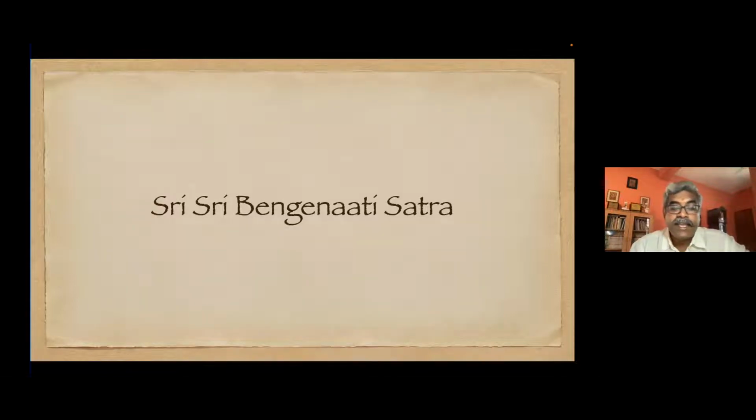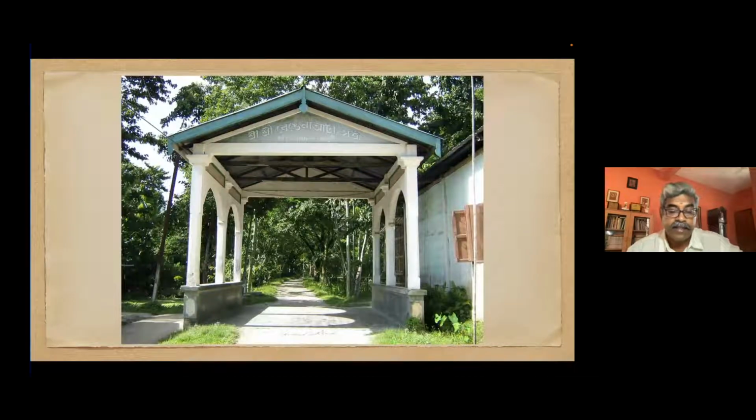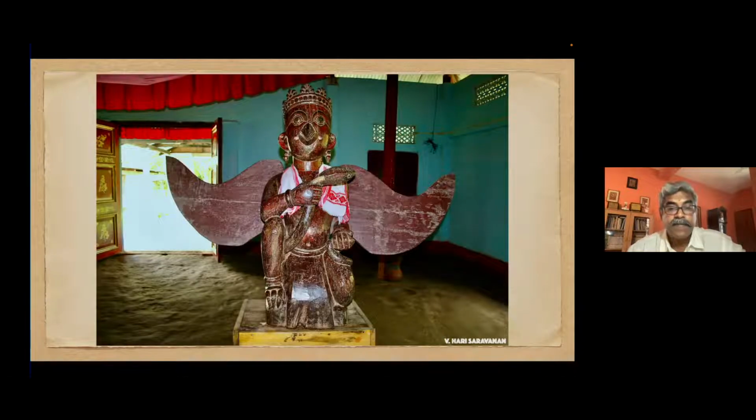Now, the next Satra we see is Sri Bhanganathi Satra. I told you three types of Satras are there. The Bhanganathi Satra is a Satra where you can find the Grihastha monks who live in the Satra with their family members. And this was a Satra founded by Srimanta Shankar Deva's grandson.